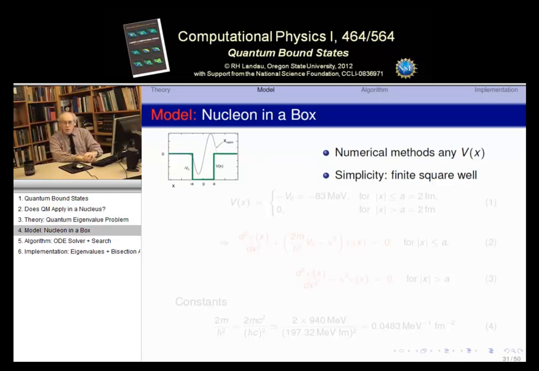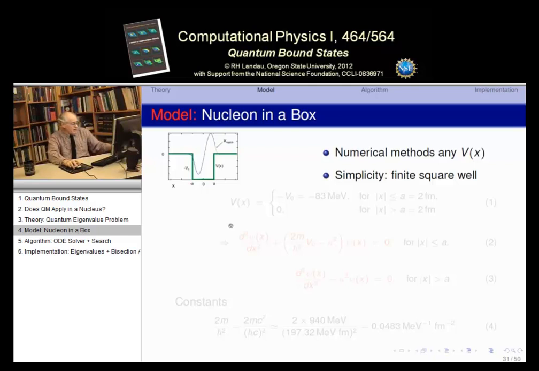Okay, so here's our model. We could use any potential we want. One of the nice things about the numerical solution is we're not restricted to square wells, which is what most textbooks use because that's the only case where they have an analytic solution. You still have a transcendental equation, but they make believe that that's an analytic solution.